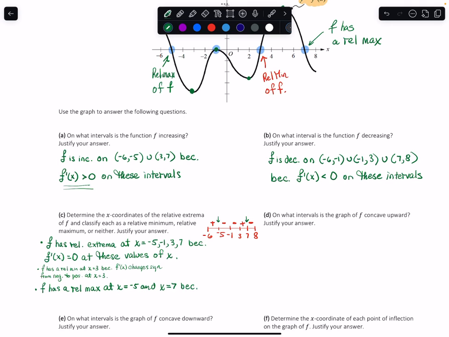Because what has to happen? Because f prime of x changes sign. How does it change sign? Changes sign from positive to negative at these values of x.